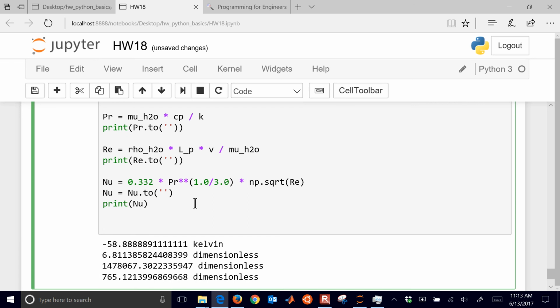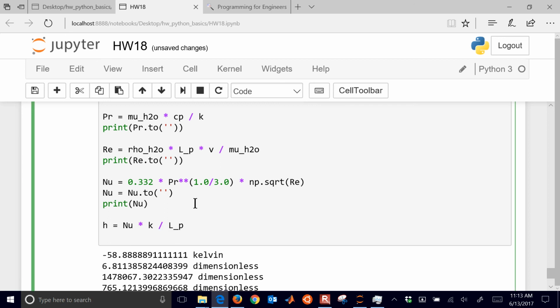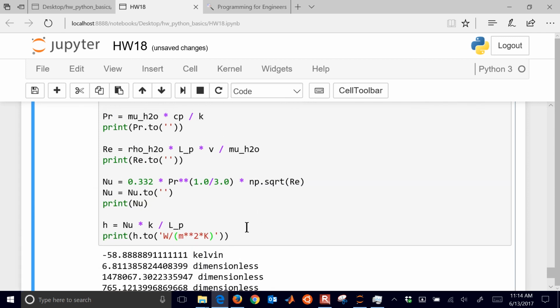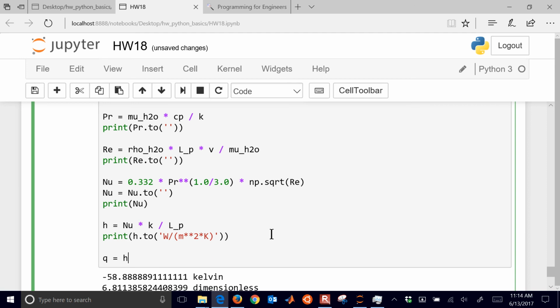Okay, now let's go on to calculating the heat transfer coefficient, and that's just going to be the Nusselt number times K divided by the length of the plate. And let's go ahead and print this out. And this one is going to be watts per meter squared times Kelvin. Okay, if I print that out, there I have my heat transfer coefficient in the units that I'd like it. And then let's calculate my heat transfer now, and that's going to be my h times delta T. If I had an area there, I could do it instead of units of heat transfer per area, I could do it as absolute heat transfer.